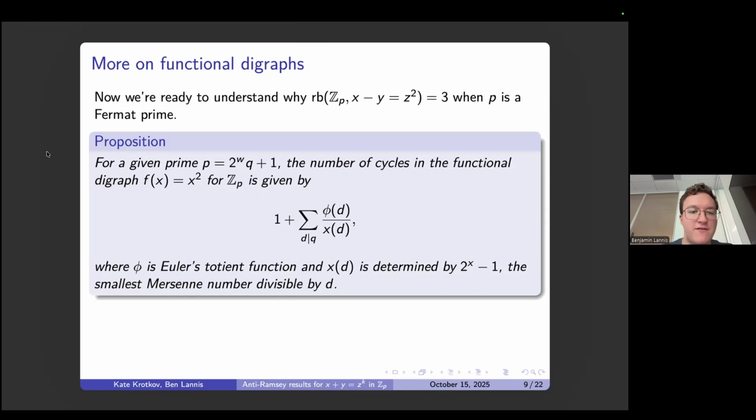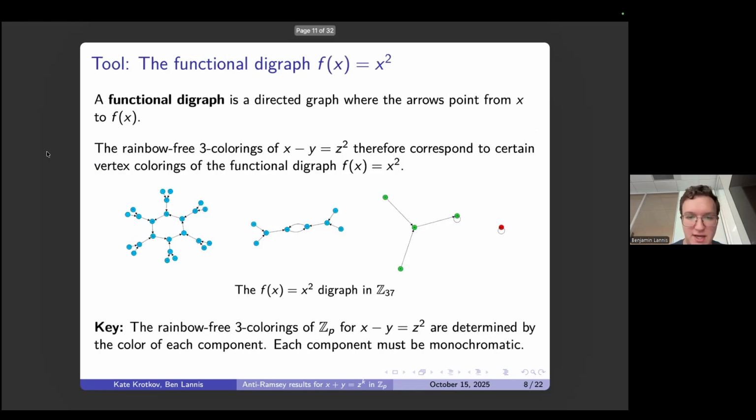And it says that for a given prime p, we want to write this prime in the form 2 to the w times q plus 1. So essentially, we want to extract all of the 2's from p minus 1 until q and 2 are coprime. And it says that the number of cycles in the functional digraph, f of x equals x squared, is given by this expression. And I also want to highlight that the number of cycles in the functional digraph will be equal to the number of components, because you can show that each component will have exactly 1 cycle, including the component with 0 because it has a self loop.